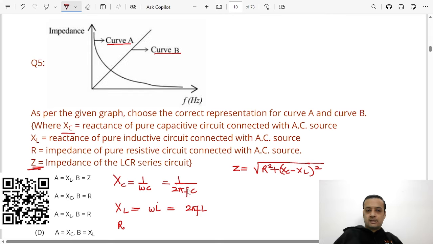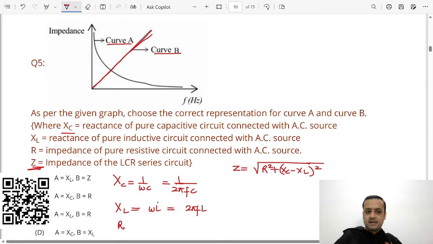All right. Now clearly, if you look at curve B, it has to be directly proportional, I mean it has direct proportionality with frequency, which means it has to be XL only, because XL is directly proportional to f. So curve B is following the graph of y equals mx, a straight line passing through the origin. So basically we can say that curve B has a direct proportionality with f. So it has to be XL.